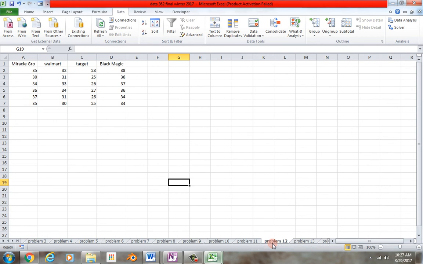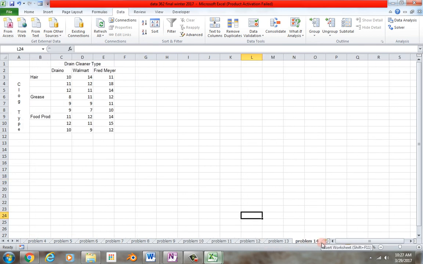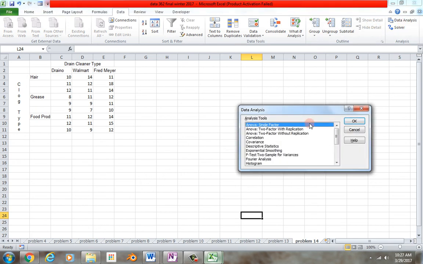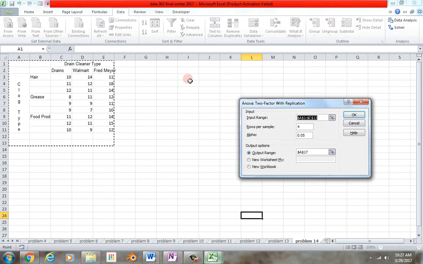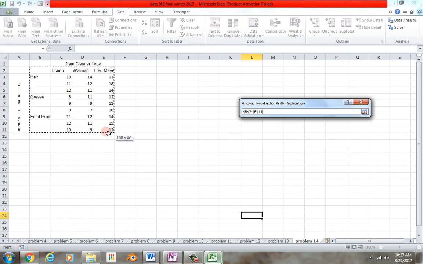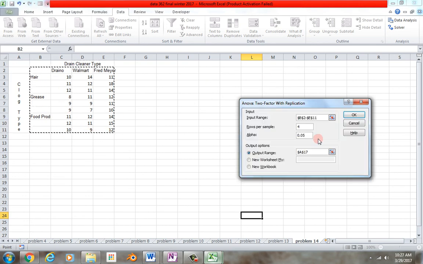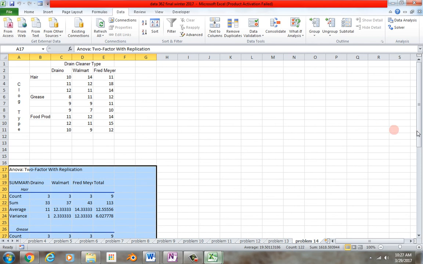I think it was this one? Nope. This one? Yes, there it is. Is there a difference in different type of clog based on what drain cleaner you use? Is there an interaction at all? I don't know. Okay, so that's not what you want to do. If you try to do that, it will not work. You need to just highlight those pieces. Okay, three rows per sample this time. And sure, that looks good to me. Boom, done.